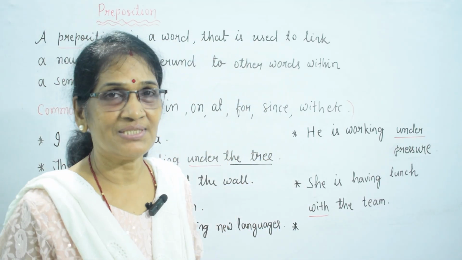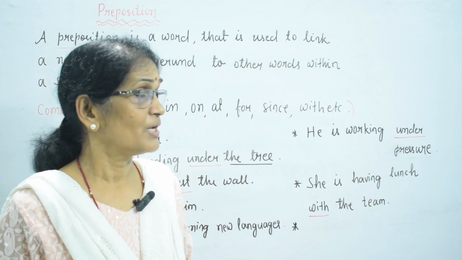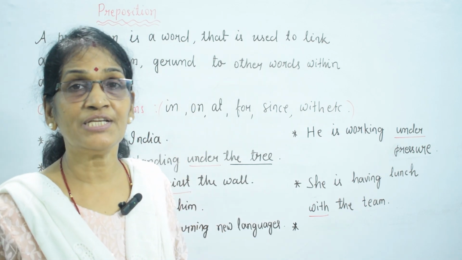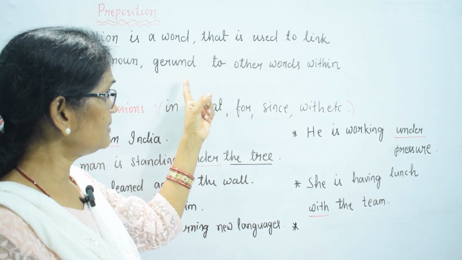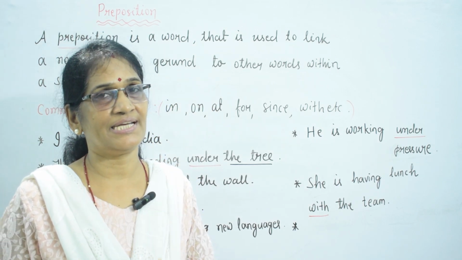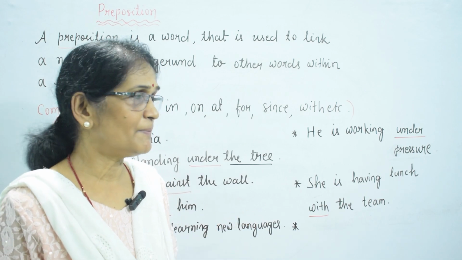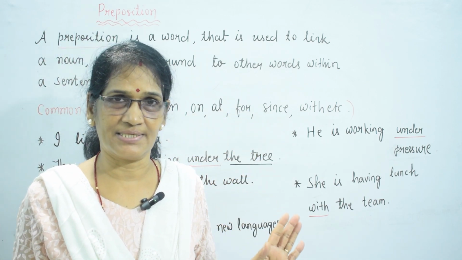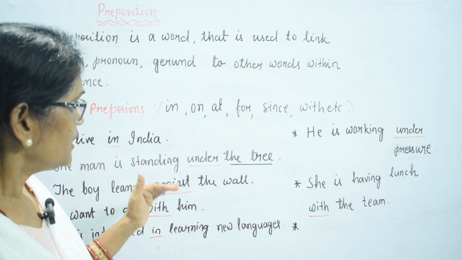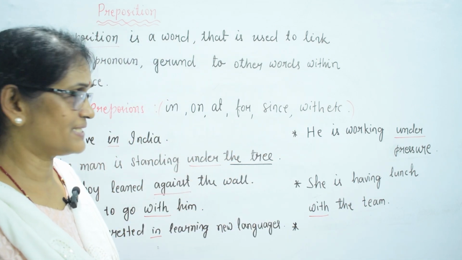At first you have to understand what a preposition is. A preposition is a word that is used to link a noun, pronoun, or gerund to other words within a sentence. Common prepositions are in, on, at, for, since, with, by, etc. Let's see the use of prepositions in sentences.